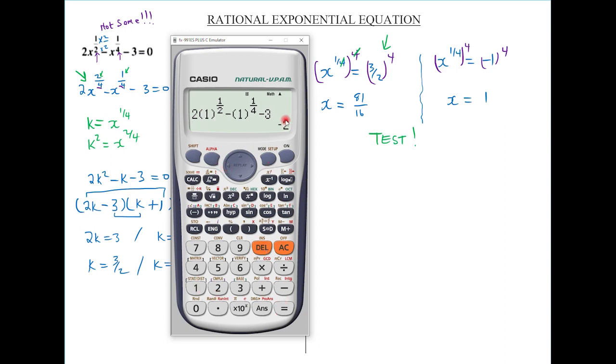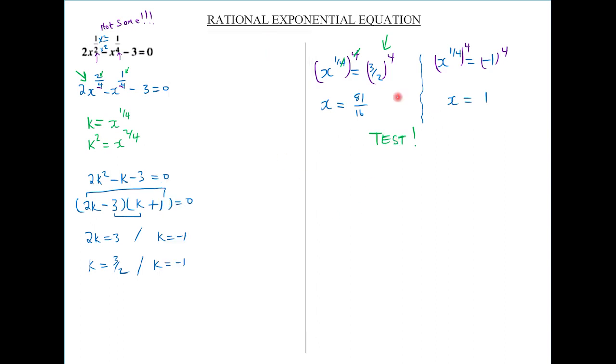Oh, you see, we're getting -2. So the second one is what? Is wrong. So this means now the first one that we got there, it was right, but this one is wrong. And then so the final answer is going to be x is equals to 81/16.